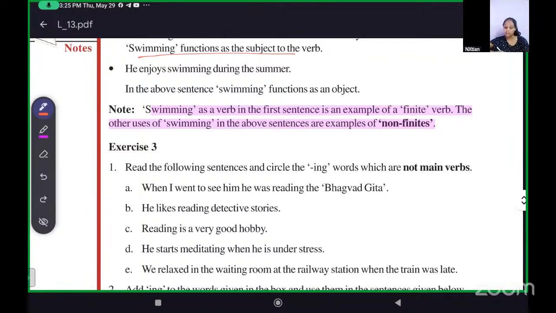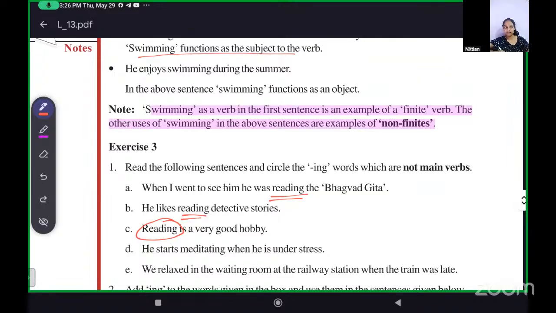Now, first one. No, ma'am. There is no ing form that is not a main verb. Ma'am, this reading is the main verb. Second one, B part. Again, nothing. Reading is the main verb. Third one. Ma'am, here reading is not the main verb. So here we have to circle ing. Yes. D one.